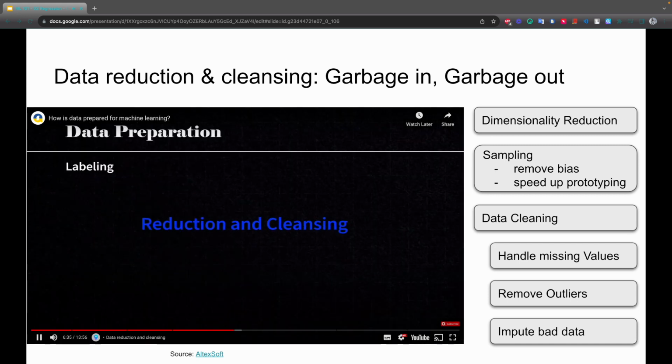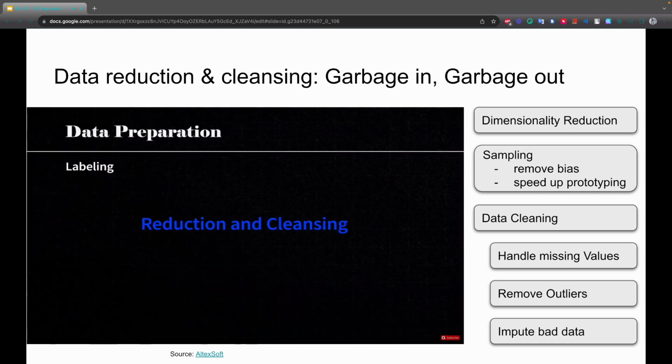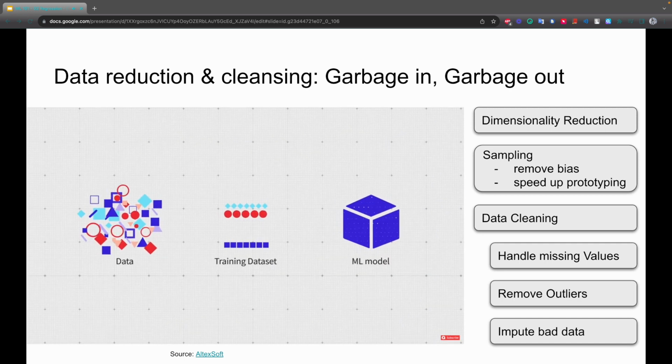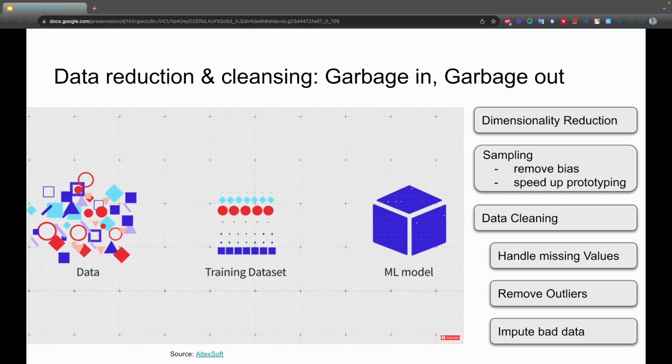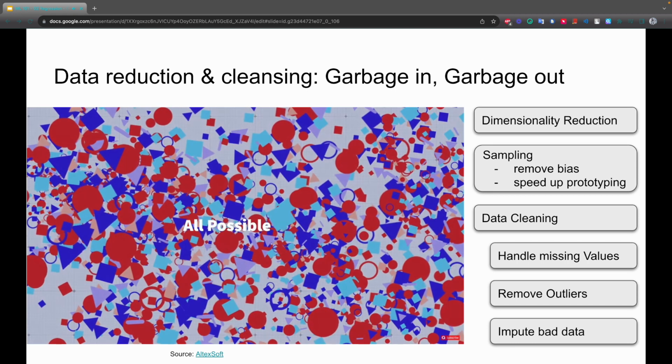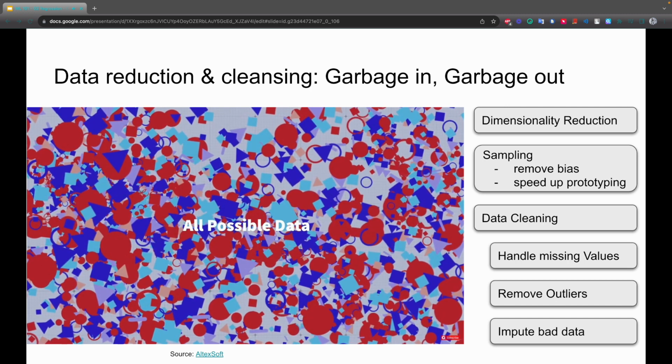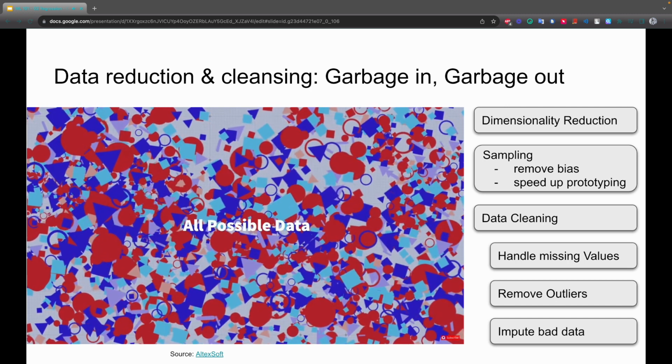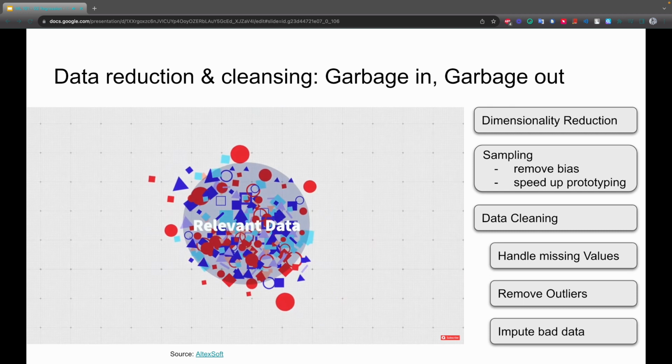One of the most crucial data preparation processes is data reduction and cleansing. Wait, what? Reduce data? Clean it? Shouldn't we collect all the data possible? Well, you do need to collect all possible data, but it doesn't mean that every piece of it carries value for your machine learning project. So you do the reduction to put only relevant data in your model.